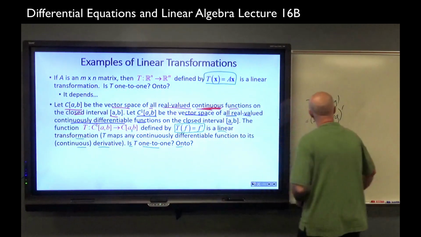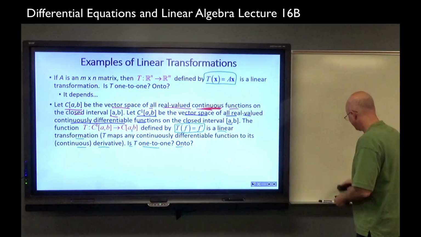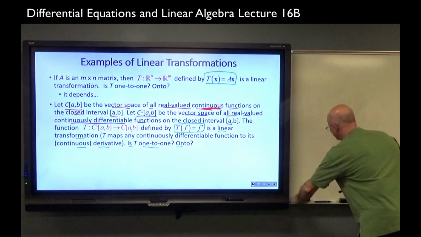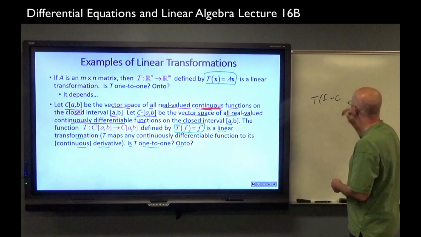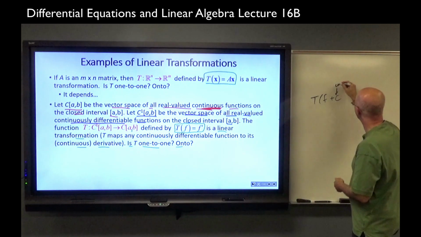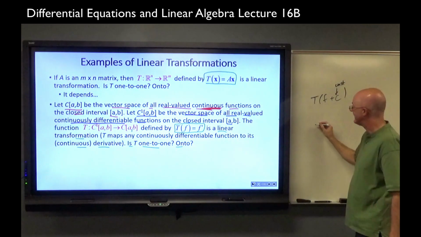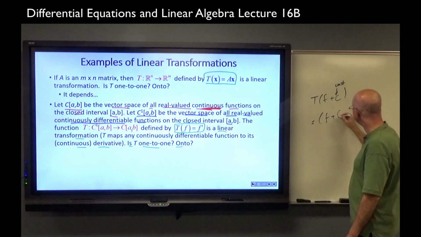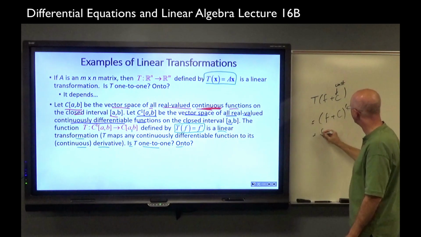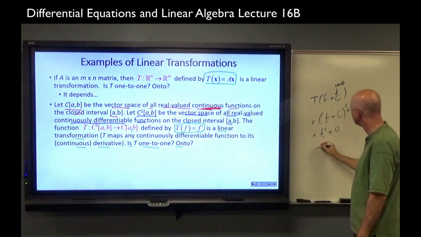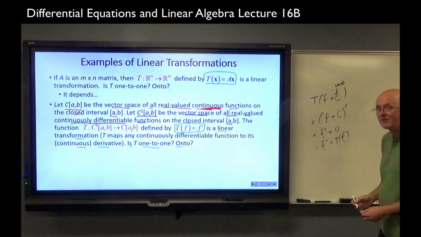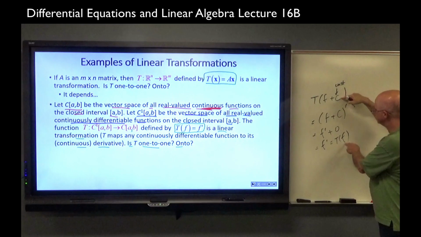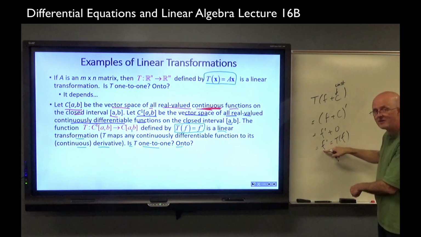Why? Because T of f plus any constant function c is f plus c prime, which is f prime plus the zero function, which is f prime, which is T of f. And if c is non-zero, we've got two different inputs getting mapped to the same output, f prime. So no, T is not one-to-one.